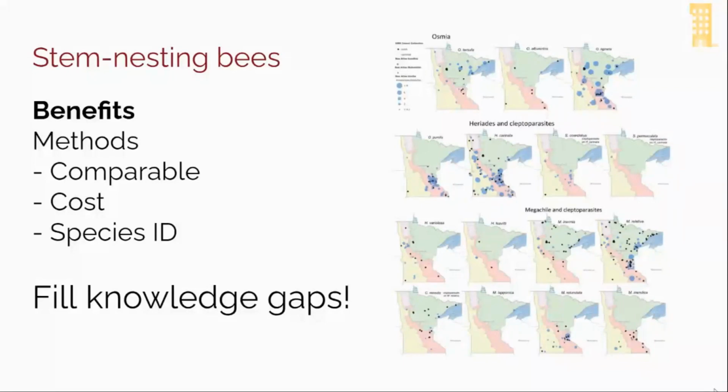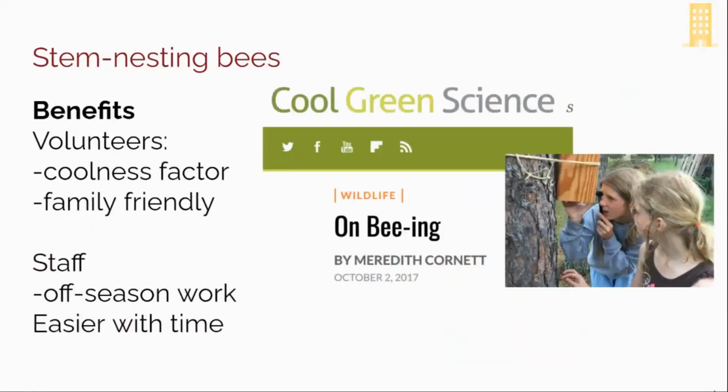It's fairly cost effective to build blocks and to send them out. And we have species level ID. We have the specimens, so we can look under the microscope and get that species level ID for all of them. And we're filling knowledge gaps about who's nesting and where they're nesting and what time they're nesting. This is a sneak preview of some distribution maps that we're hopefully going to get out in a publication soon for a bunch of the different species.